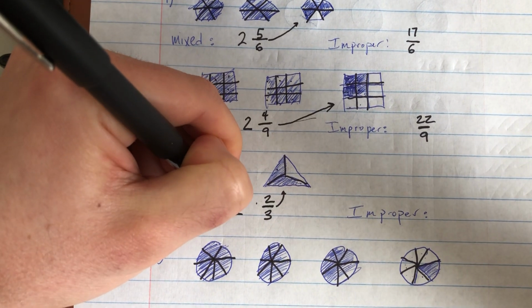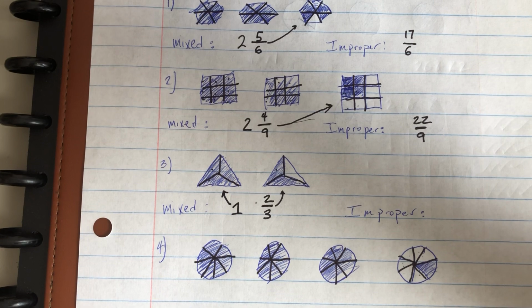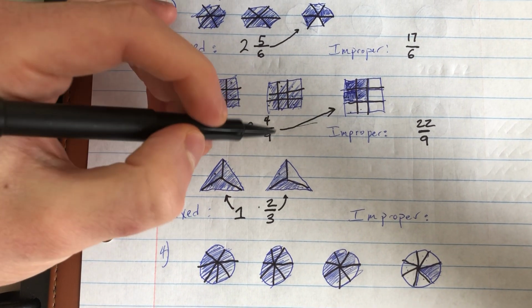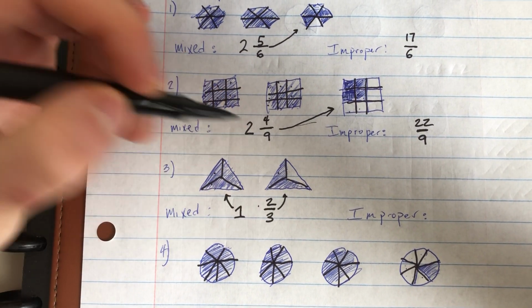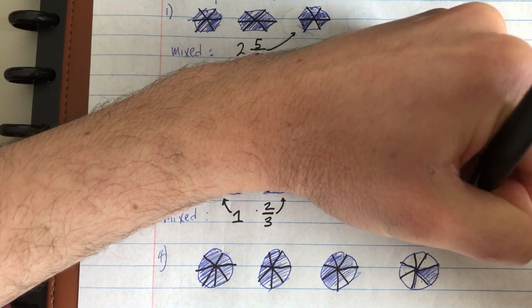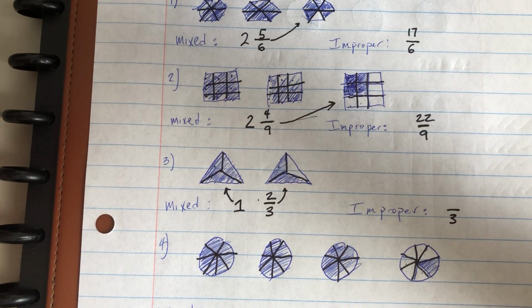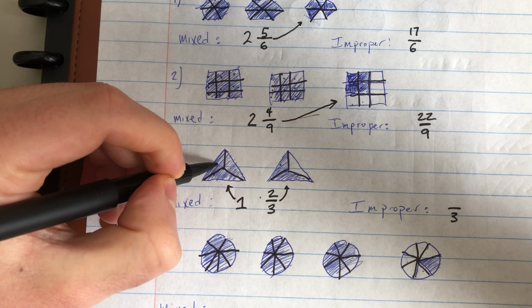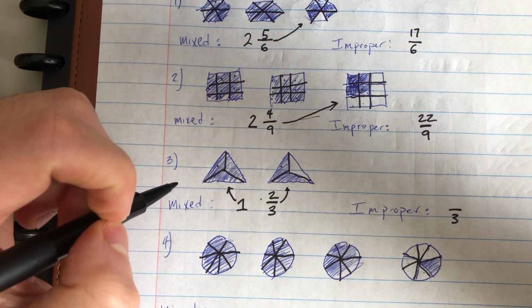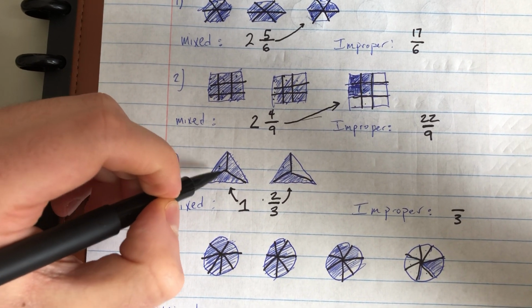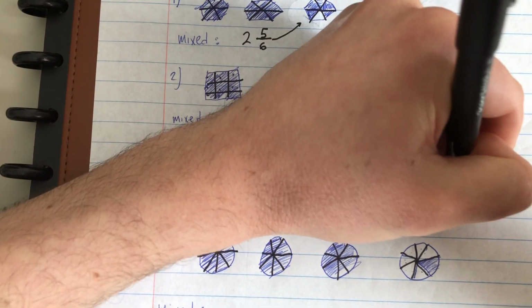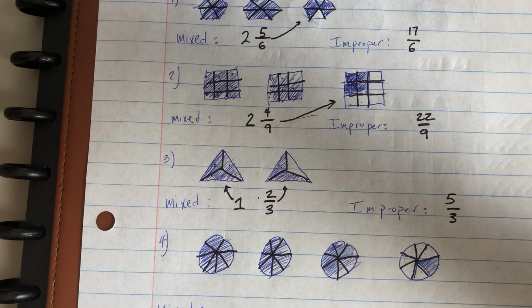I got my 1 from the whole shaded in 1, and my 2/3 from the fraction 2 shaded in of 3 total parts. My improper fraction would still have a 3 in the denominator, but now I would count up both my whole and my less than whole shaded parts. 1, 2, 3, 4, 5. 5/3 is my improper fraction.